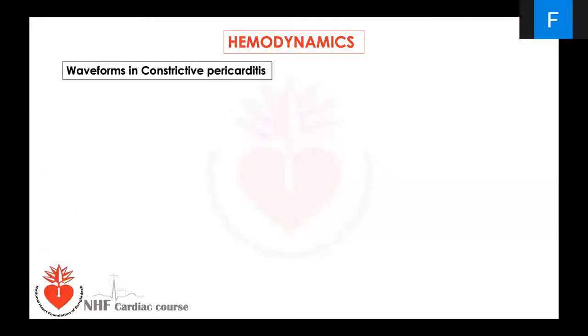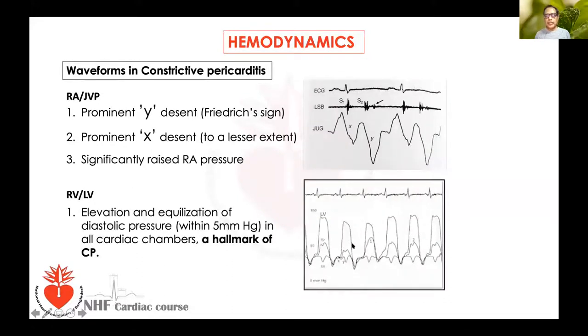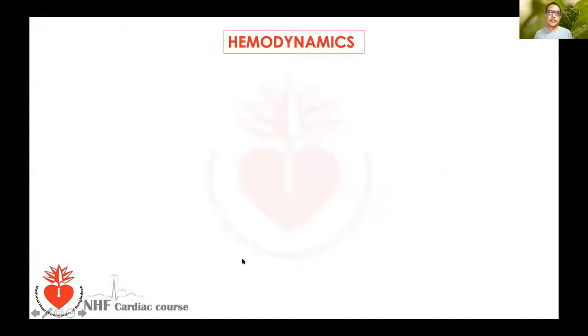Now, what are the waveforms in constrictive pericarditis? Number one is there is a prominent Y descent, which corresponds to the rapid filling of the ventricle. And there is an X descent, which is to a lesser extent. And there is significantly raised RA pressure. And what happens in all the chambers? There is elevation and equalization of diastolic pressure of all the heart chambers, both LA, RA, LV, RV. All the chambers have the same diastolic pressure within the range of 5 millimeter of mercury. And this is also a hallmark of constrictive pericarditis.